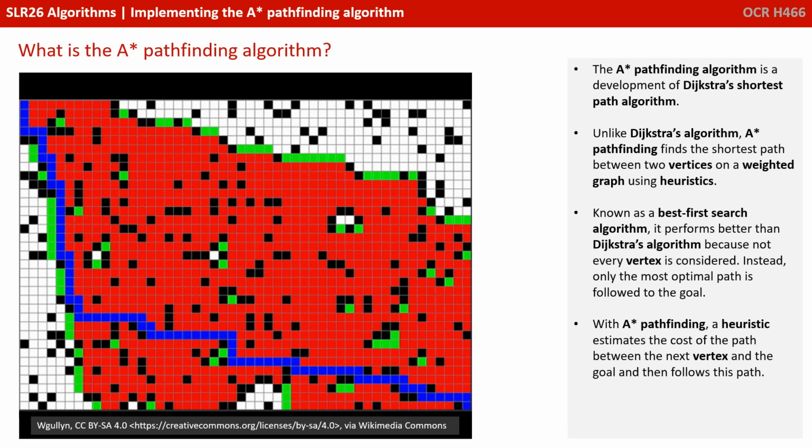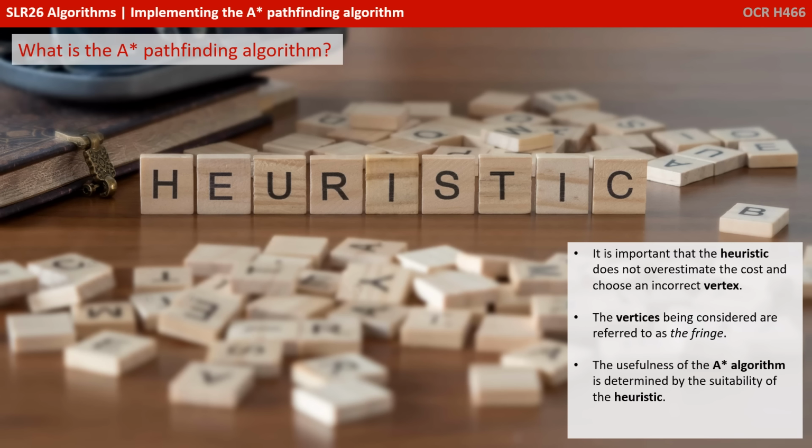With A* pathfinding, a heuristic estimates the cost of the path between the next vertex and the goal and then follows this path. It's important that the heuristic does not overestimate the cost and choose an incorrect vertex. The vertices being considered are referred to as the fringe or sometimes the frontier. The usefulness, therefore, of the A* algorithm is determined by the suitability of the heuristic.